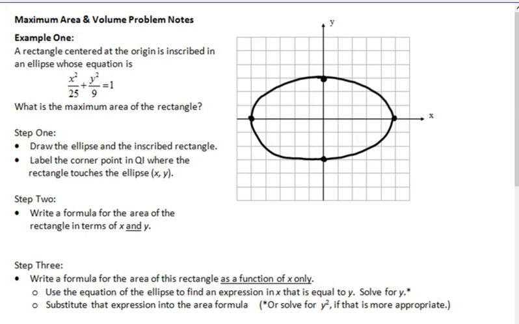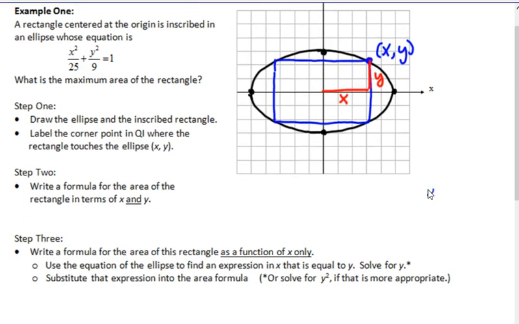Now, this rectangle isn't in any particular spot on the ellipse. I'm just going to put a randomly placed rectangle, say, about right here. So the corner of this rectangle is just some point x and some point y. In other words, this distance is x and this distance is y. But I don't know what x and y are. What I want to find out is which particular x and y will give me the rectangle of maximum area. So I've done step 1. I've drawn the ellipse, I've inscribed the rectangle, and I've labeled the corner point in quadrant 1 x, y.